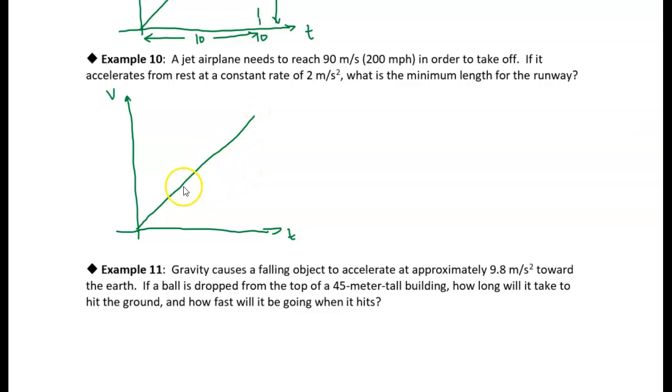And we actually know an equation for the velocity, right? Because the velocity is just going to be the acceleration times time. So every second we're going 2 meters per second faster than the second before. So we can write the velocity equation: V is equal to 2t.